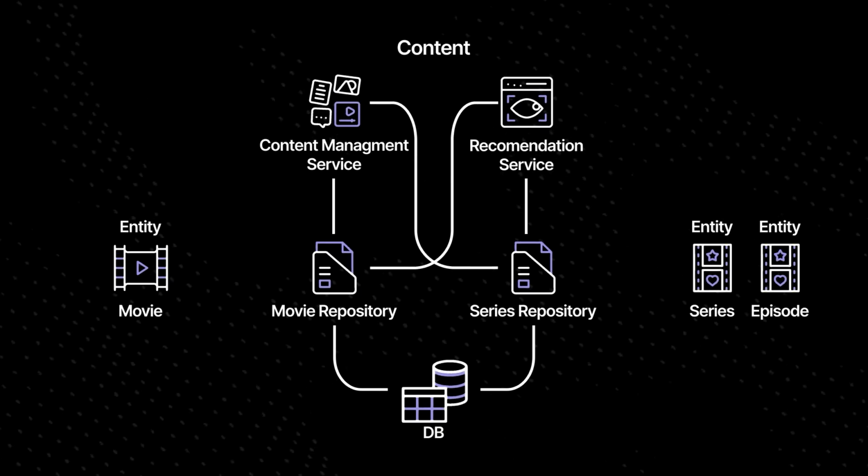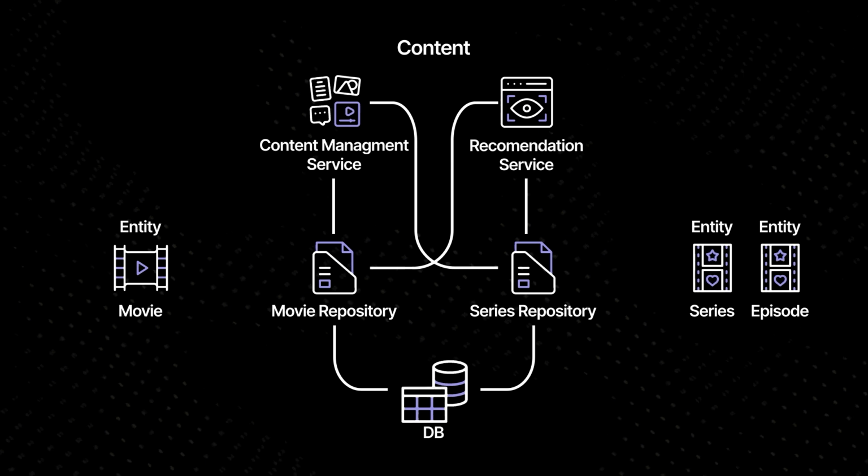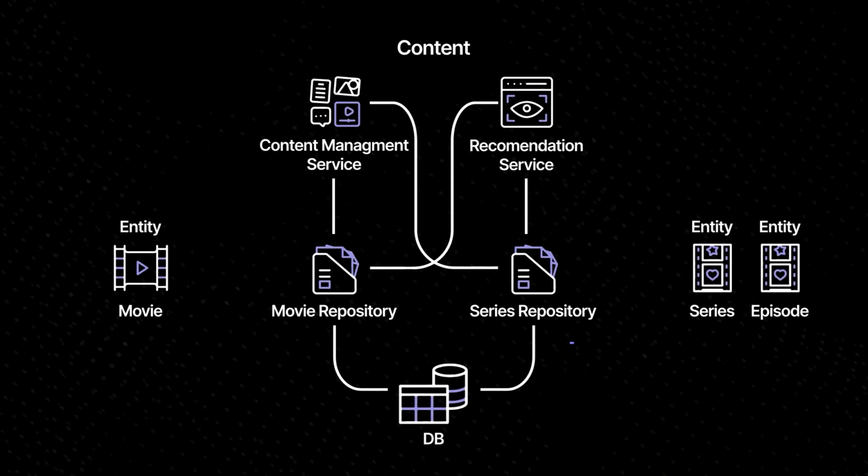Content. This is where the whole movement goes. Entities include movies, series, and episodes. We use movie repository and series repository to access these treasures. And our superheroes are content management service and recommendation service, which keep things organized and tell you what to watch next.